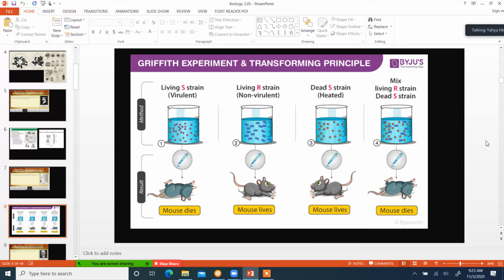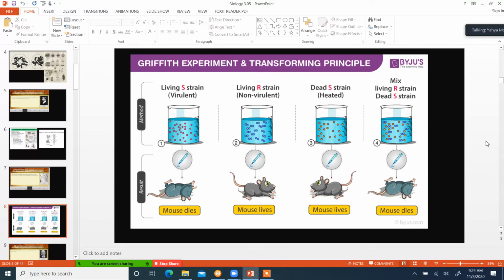So S itself is dangerous. Now in the third one, they took the S, but they killed it with heat, so now it doesn't kill the mouse. But if you mix this one that was heated and destroyed with this non-dangerous bacteria, all of a sudden that combination killed the mouse. So Yusuf was pretty close.